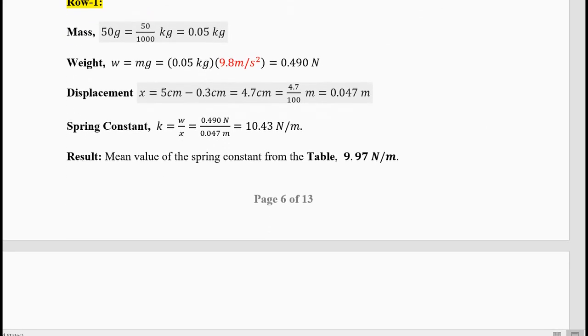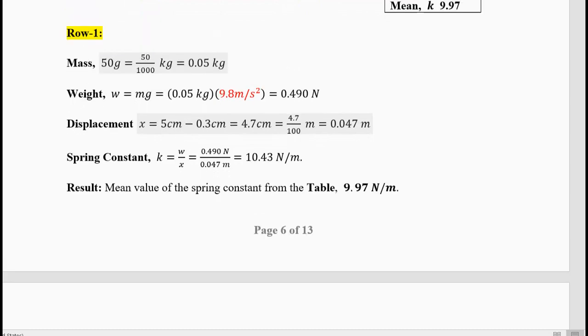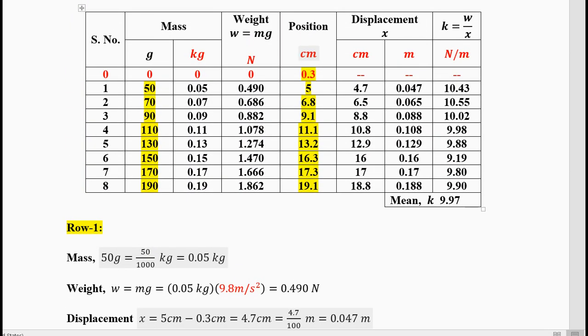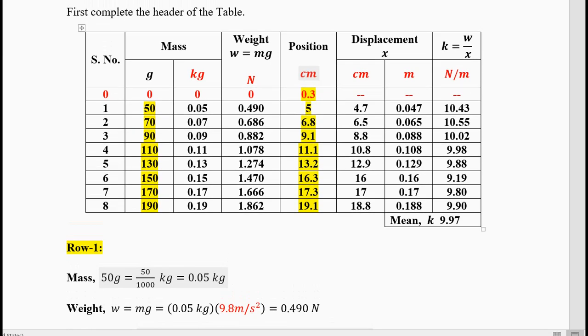The mean value of the spring constant from the table is 9.97 newtons per meter. This is the mean value. Mean means average value. Add all the 8 and divide by 8. The smallest value is 9.19 and the largest is 10.55. So your mean value, the average value, will be more than 9.19 and less than 10.55. Do the calculation, you will get 9.97.